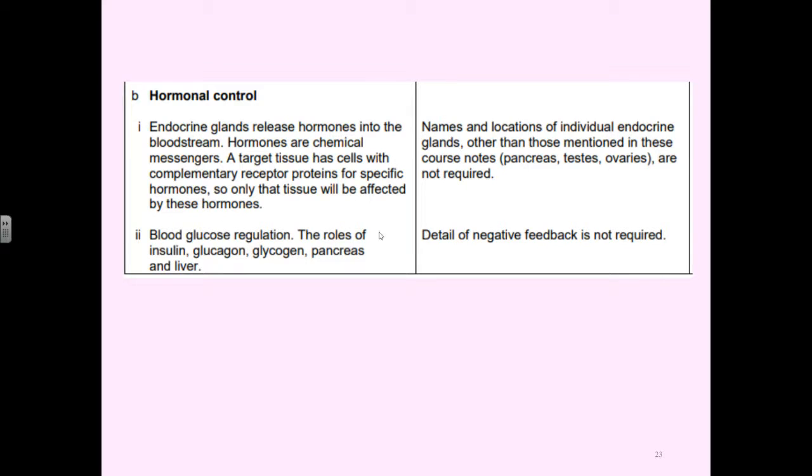Blood glucose regulation: you need to know what insulin does, it tells your liver to store glucose as glycogen. You need to know what glucagon does, it tells your liver to give up the glycogen as glucose and put it into the blood. You need to know what glycogen does, it stores glucose. You need to know the pancreas senses the changes and releases glucagon and insulin, and that the liver stores the glucose as glycogen and then releases it again into the blood. Detail of negative feedback is not required.